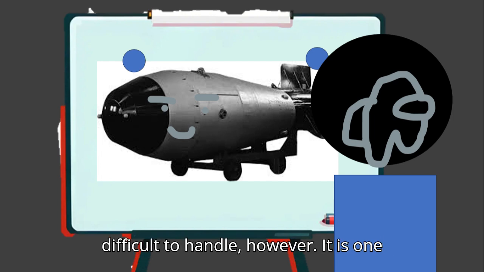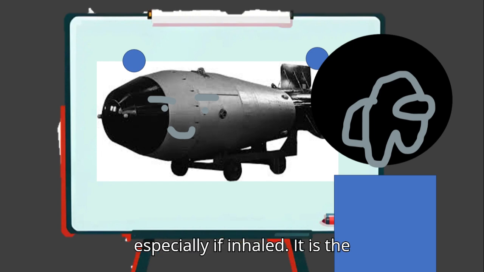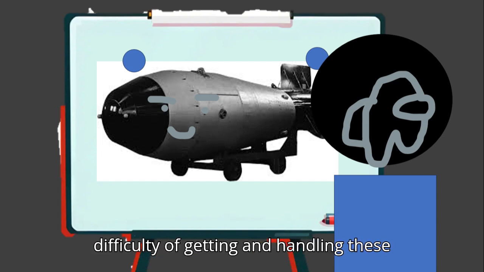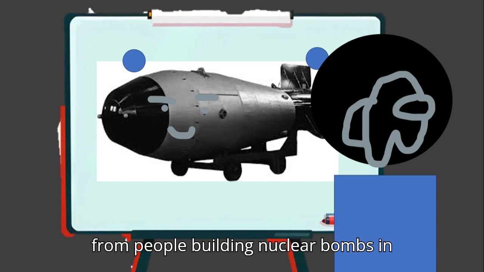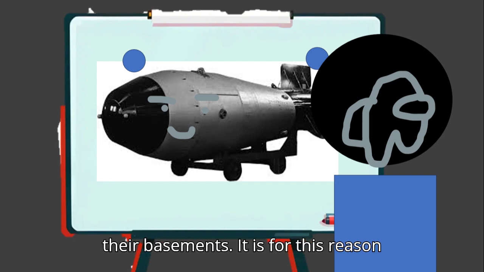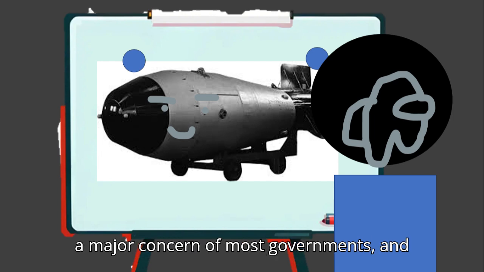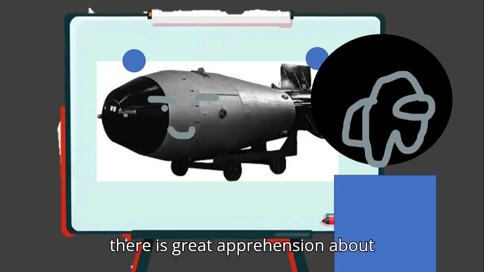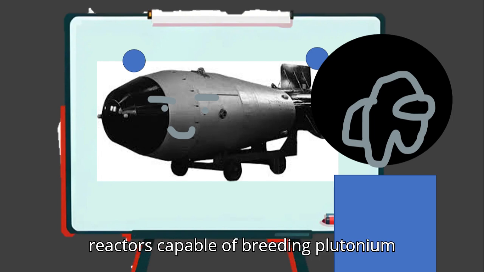Plutonium is extremely difficult to handle, however. It is one of the most toxic materials known to man, especially if inhaled. It is the difficulty of getting and handling these fissionable materials that protects us from people building nuclear bombs in their basements. It is for this reason non-proliferation of nuclear material is a major concern of most governments, and there is great apprehension about countries who want to build nuclear reactors capable of breeding plutonium fuel.